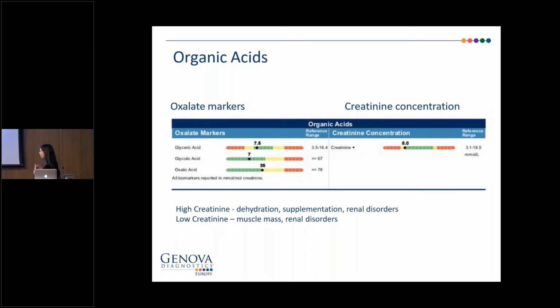If it was a high creatinine, maybe they're just dehydrated, maybe they're supplementing like a bodybuilder, maybe they do have or are starting to have kidney disorders. A low creatinine, perhaps looking at muscle mass, perhaps looking at kidney disorders again. If it's super high or super low, that can actually skew the rest of the results.